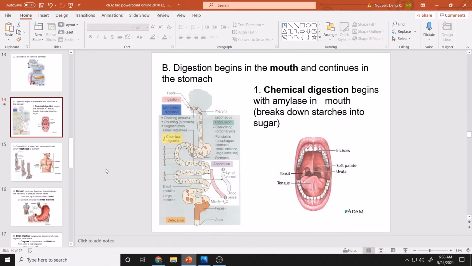Just real quickly, we'll take an in-depth look at some of the things that I've already discussed. So digestion occurs in the mouth. We know that. That's mechanical digestion with your teeth, breaking down the food. Chemical digestion is through the amylase that's secreted by the salivary glands, which helps break down starch into simple sugars.